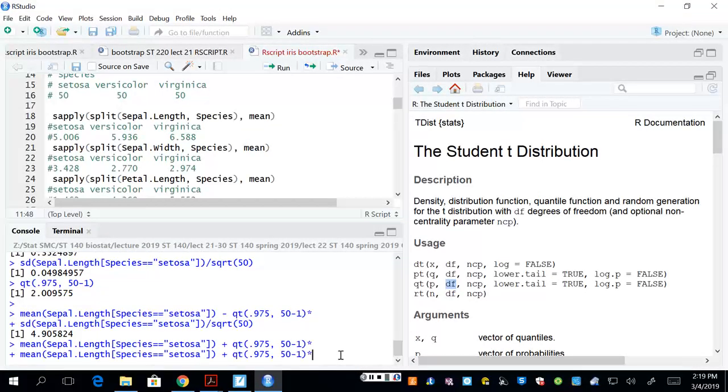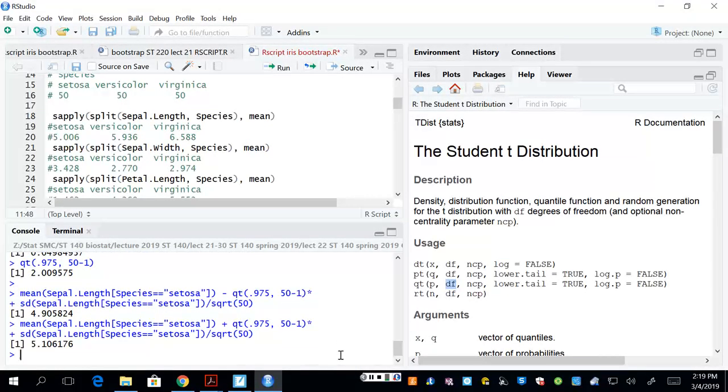Adding it gives me the upper one. So we get a confidence interval that's about 0.491 with rounding, up to about 5.11 as a confidence interval. So that would be one measurement on one species. But any questions about it?